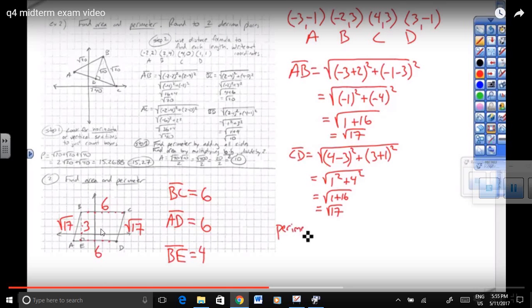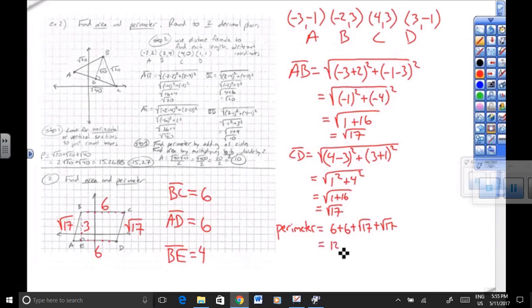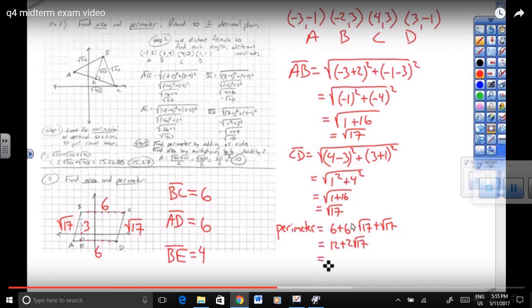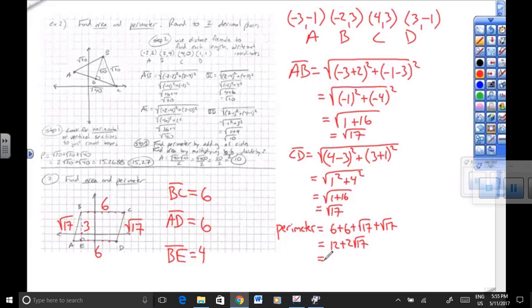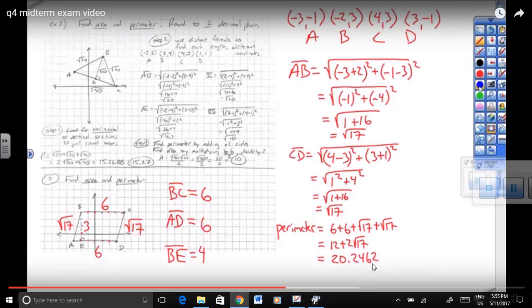So perimeter, adding all the edge sides together, is perimeter. So 6 plus another 6 plus root 17 plus root 17 gives me 12 plus 2 root 17. If I do that accurately on my calculator, 12 plus second square root button 2 root 17 gives me 20.2462. I'm rounding to 2 decimal places right here.